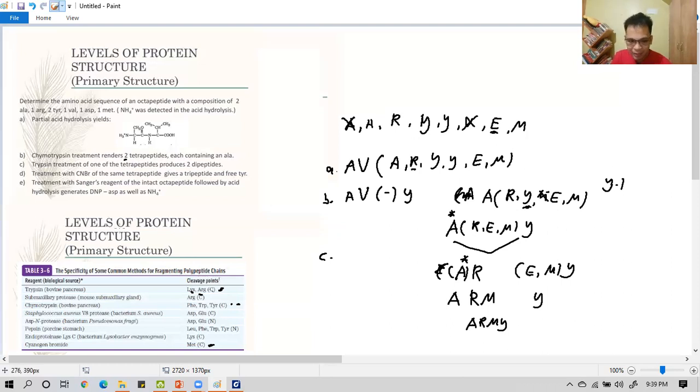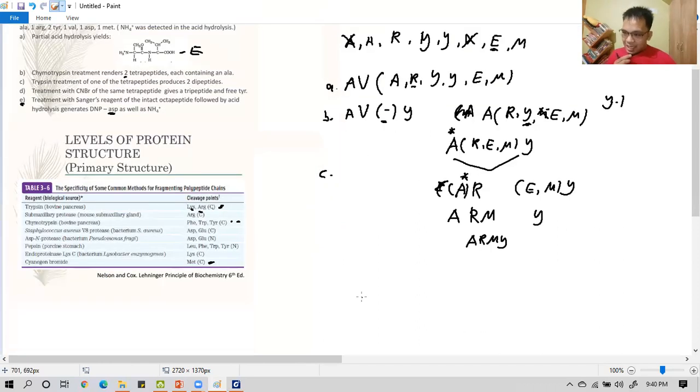The E. Pero, ayan, no? We can assume na dito na siya. Kasi ngayon na lang mga natitira. Pero, treatment with Sanger's reagent of the intact octopeptide followed by acid hydrogenates ASP, aspartate, which is E. Ito daw may naadoktong na E dito. So, that is AVI. So, therefore, the sequence of the amino acid of our peptides, polypeptides here are A, ito ay E na siya dito. Sa D, that is AVI. Okay, that is A, V, E, Y, and then R, me. So, nameta, ayan no, octapeptide.